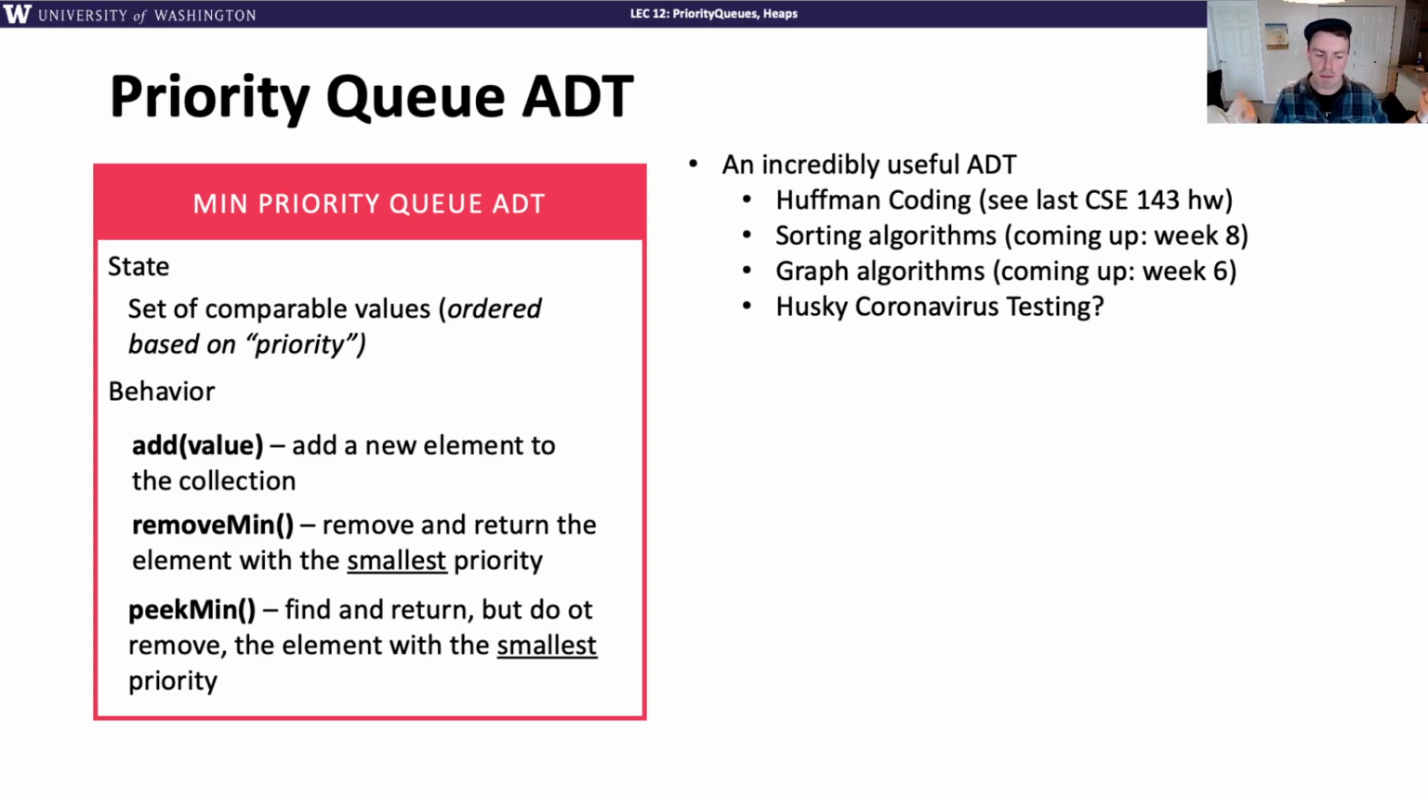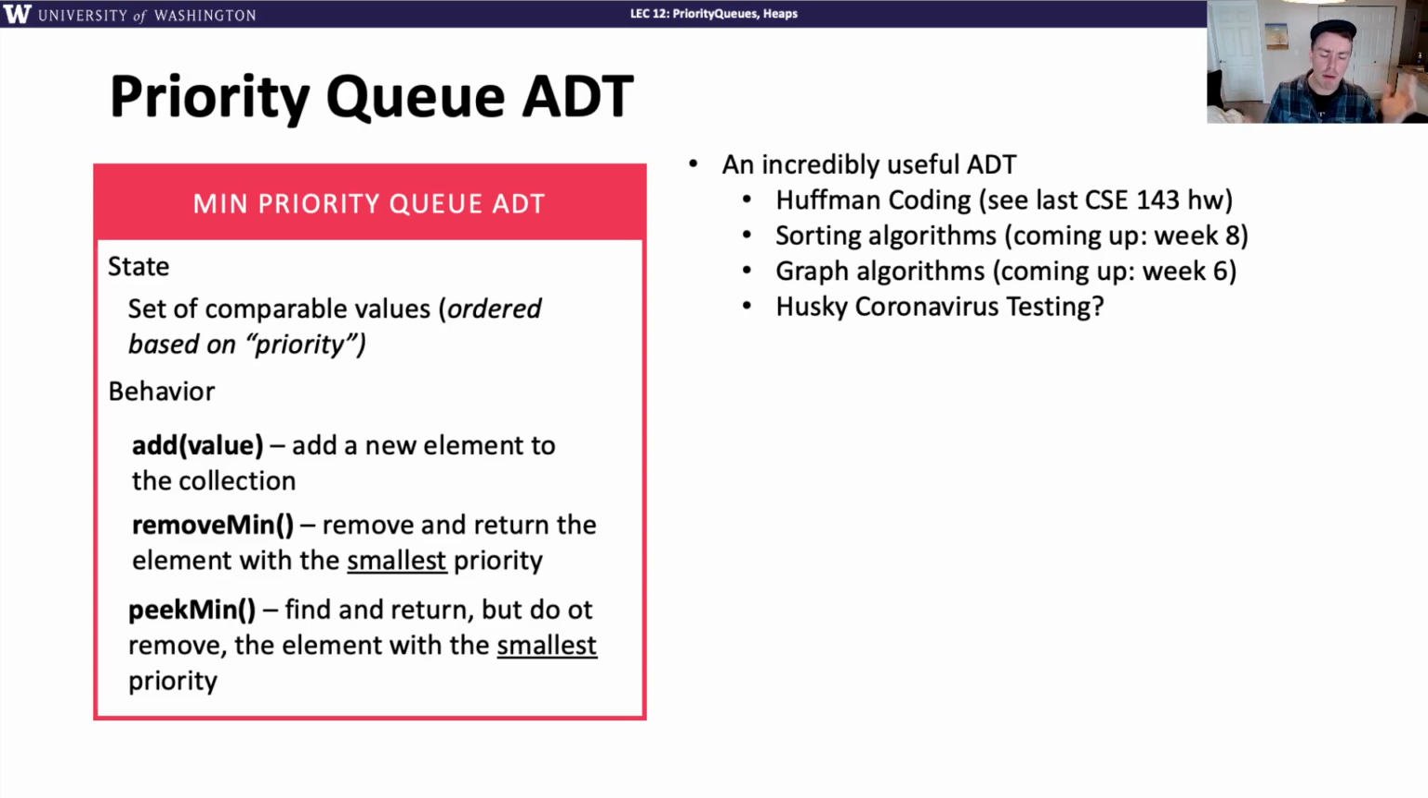You can imagine a lot of places that you would want to use a PriorityQueue ADT. I already talked about running a restaurant or running an emergency room, but you can imagine even more pressing issues require priority queues. So you can imagine the Husky coronavirus testing program where they have everyone on campus, faculty, staff, and students sign up, and then they randomly select people to be tested.